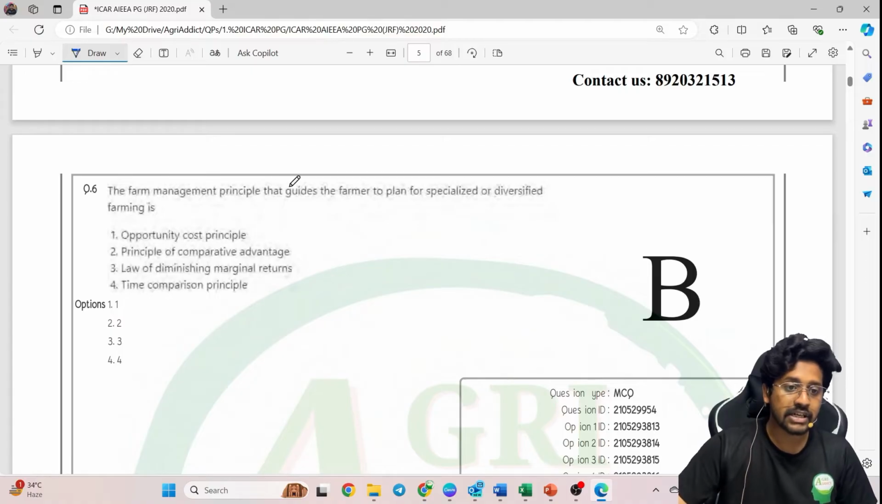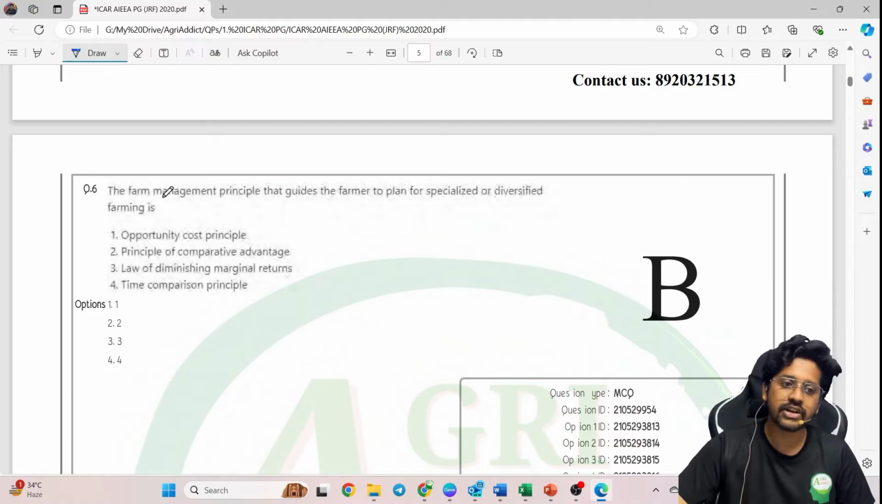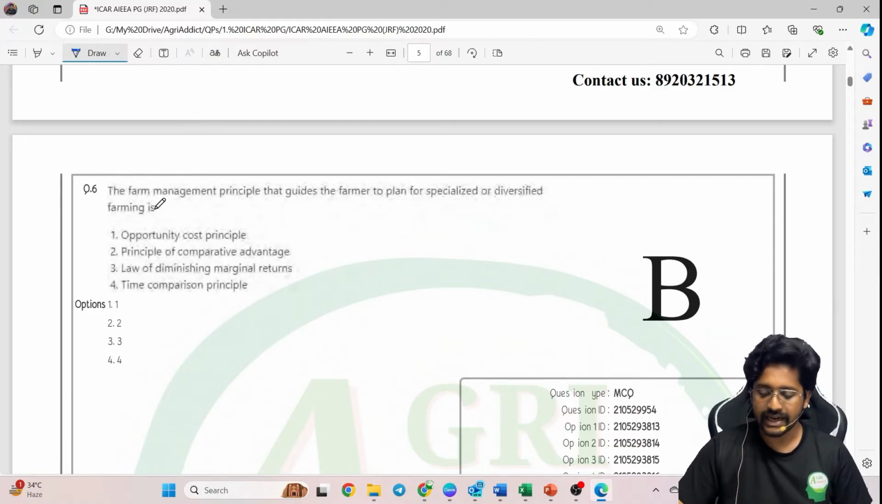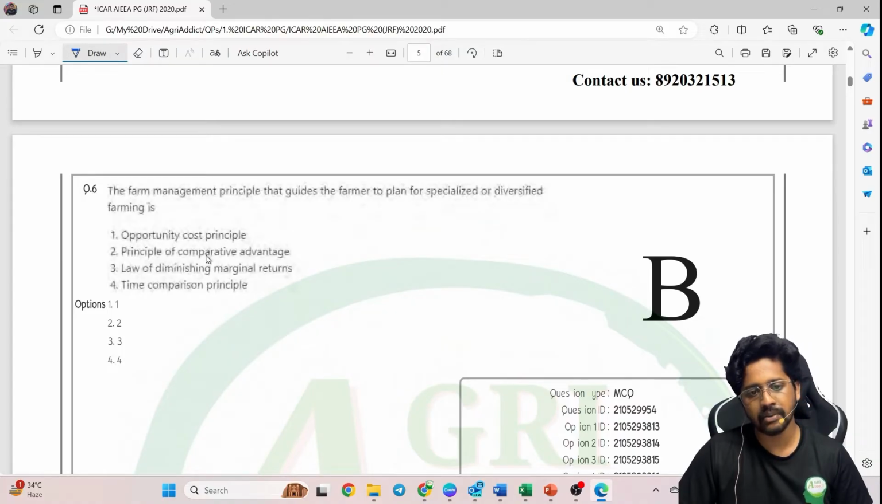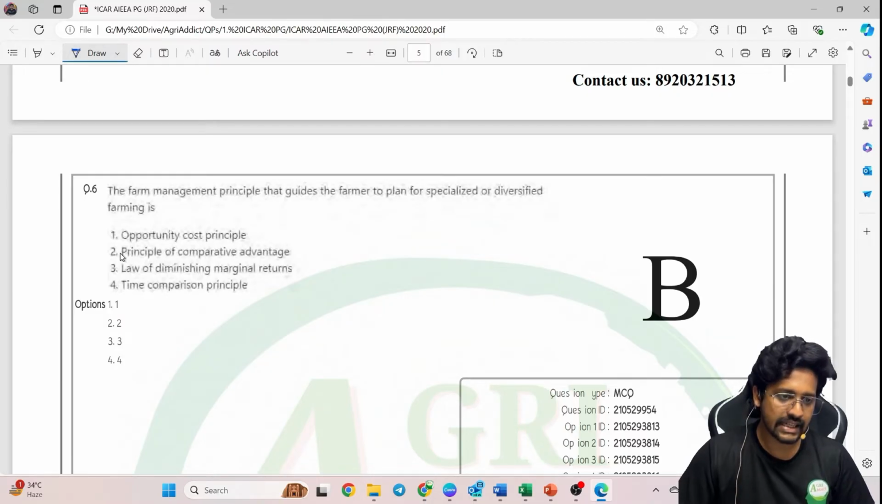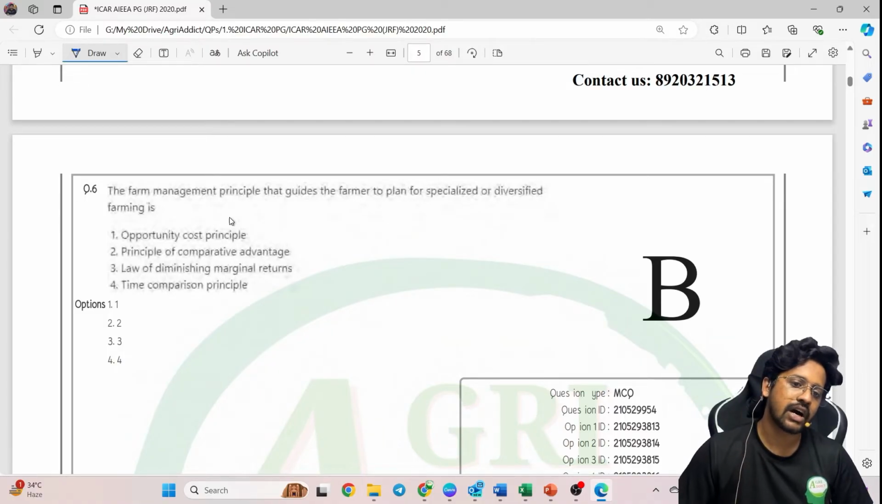The farm management principle that guides the farmer to plan for specialized or diversified farming. This is also actually a direct question. There are different farm management principles that we have studied in farm management. The options are opportunity cost principle, principle of comparative advantage, law of diminishing marginal returns, and time comparison principle. Of these principles, the one that guides the farmer to plan for specialized or diversified farming is the principle of comparative advantage. Why?